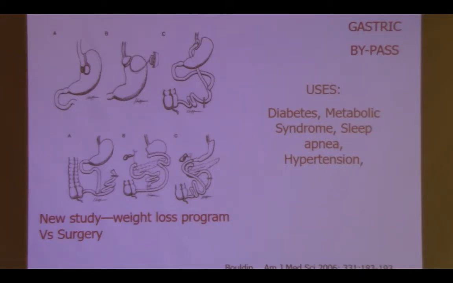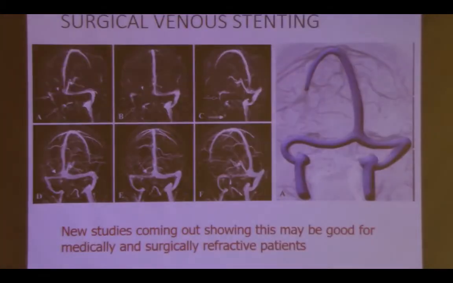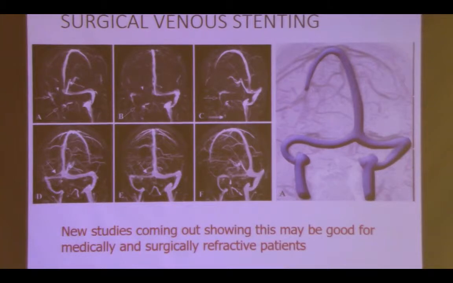Gastric bypasses work great for weight loss. It doesn't protect vision, but for weight loss, there's lots of different surgeries. Many people who are obese get this because they've got diabetes, metabolic syndrome, sleep apnea, hypertension, etc. But it's not a treatment for visual loss or headache per se.